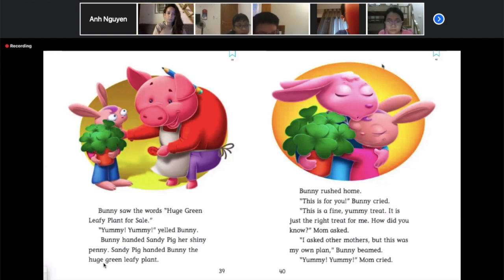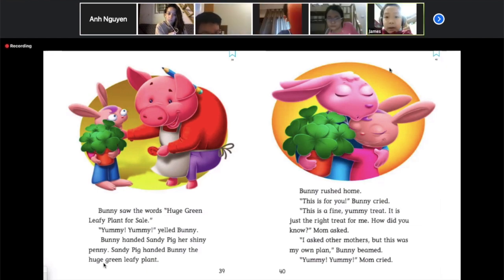Bunny saw the words huge green leafy plant for sale. Yummy, yummy, yelled Bunny. Bunny handed Sandy Pig her shiny penny. Sandy Pig handed Bunny the huge green leafy plant. Good job. And Cherry, go ahead, last page.